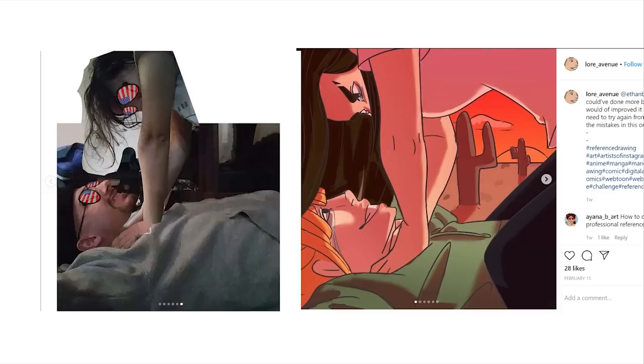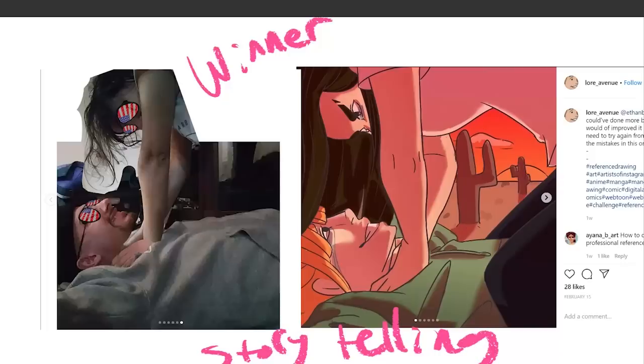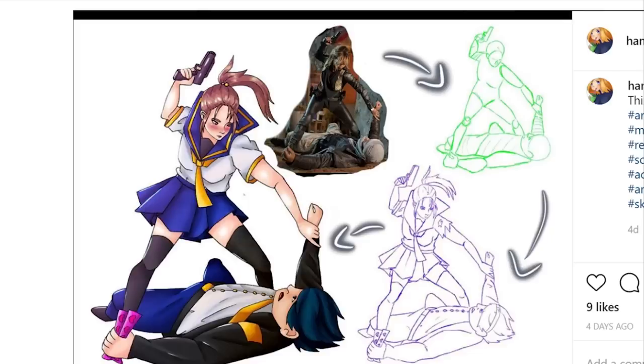This is a really interesting shot. Not a lot of people are gonna have shots like this. This person's definitely the winner of storytelling. Nothing wrong with this one, really. I just wanted to point out that this person did a study and then did the cleanup away from the study. So that's really cool.